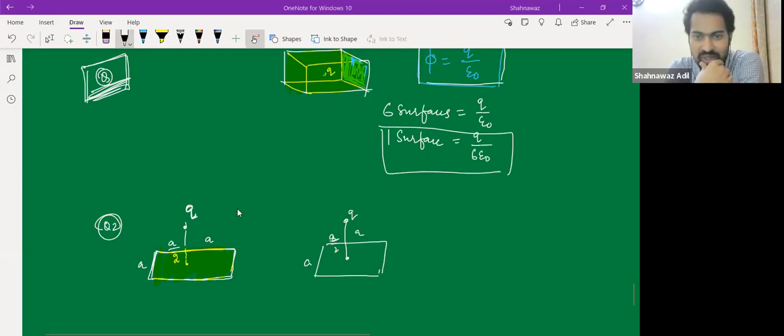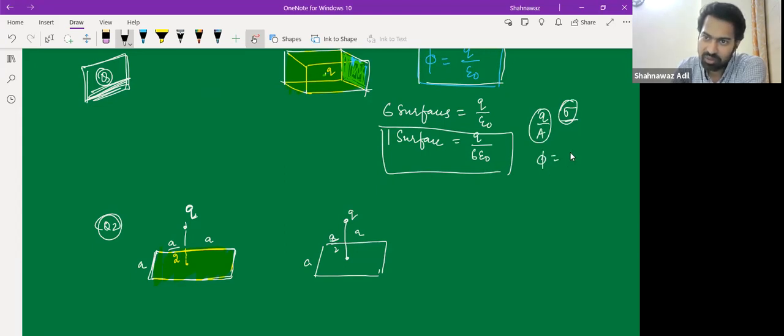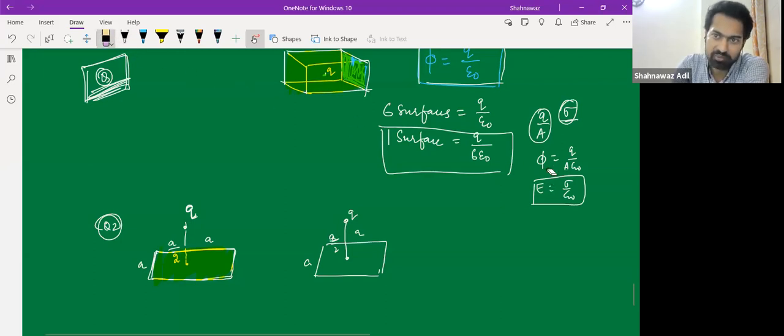Why is A by 2 coming? Do we have Q by A? Q by A would be sigma, right? The flux is Q by epsilon, not Q by A. Electric field is sigma by epsilon, right? Flux is Q by epsilon. Why is A coming?